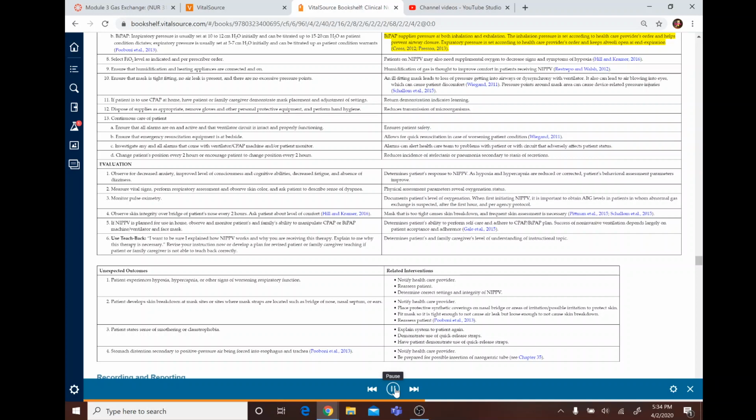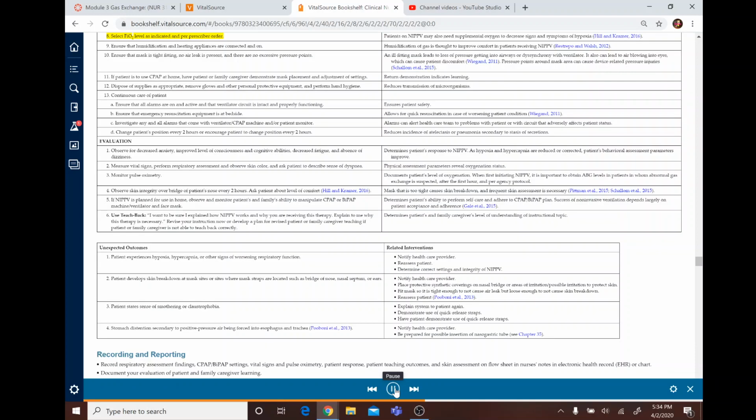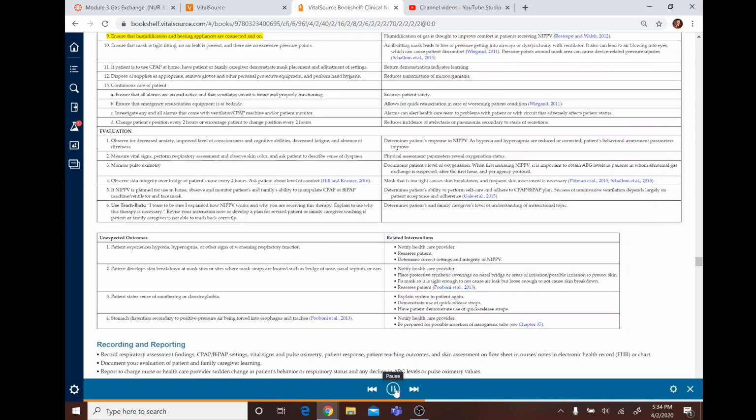BiPAP supplies pressure at both inhalation and exhalation. The inhalation pressure is set according to healthcare provider's order and helps prevent airway closure. Expiratory pressure is set according to healthcare provider's order and keeps alveoli open at end expiration. Cross, 2012, Preston, 2013. 8. Select FiO2 level as indicated and per prescriber order. Patients on NP may also need supplemental oxygen to decrease signs and symptoms of hypoxia. Hill and Kramer, 2016.